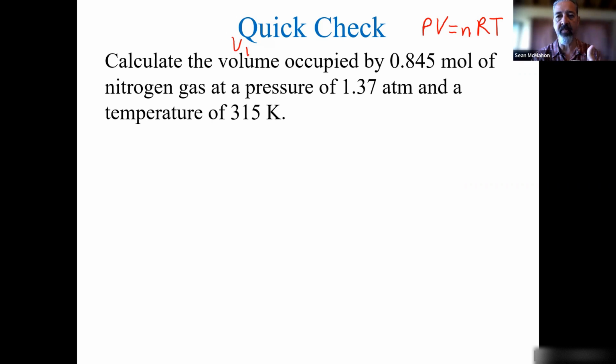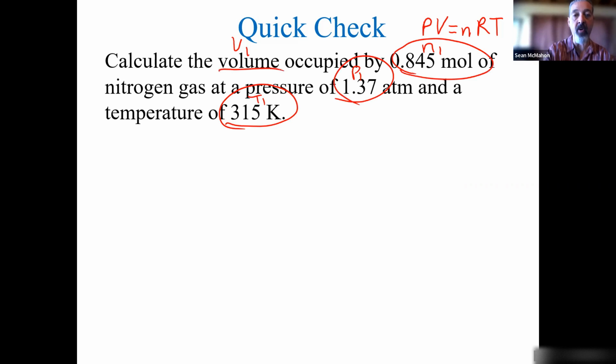I'm looking for the volume that occupies 0.845 moles, N1, of a nitrogen gas at pressure 1.37 atmospheres, P1, and a temperature of 315 Kelvin, T1. What I notice is there's no change in conditions. There's none. But what I do have is 3 of the parameters out of the 4, right?